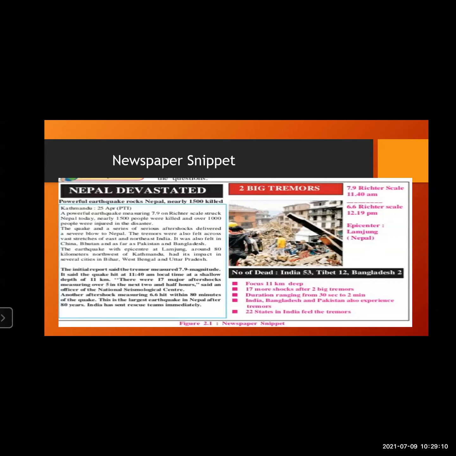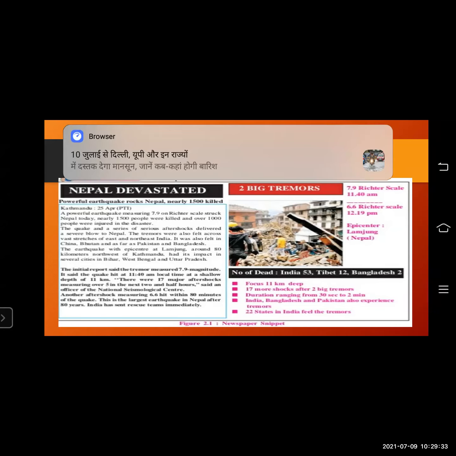The measurement was 7.9 according to the Richter scale. We are going to see what the Richter scale and seismograph are in the second part of our lesson. Then, where was the epicenter? It was in Lamjung, Nepal, and the surrounding areas were also affected because of this. India, Bangladesh, China, Pakistan were affected because of this earthquake.